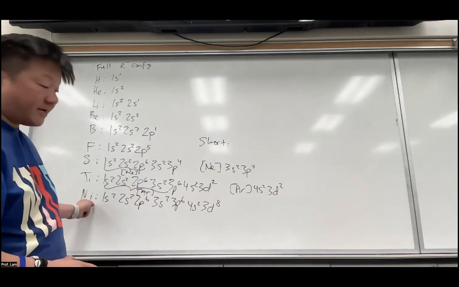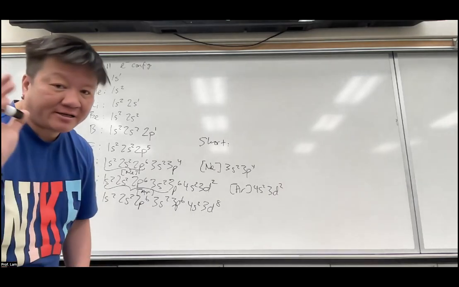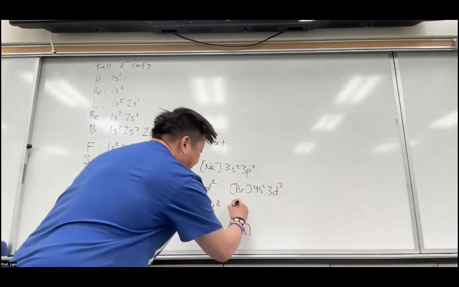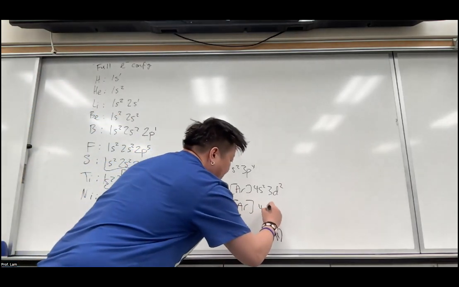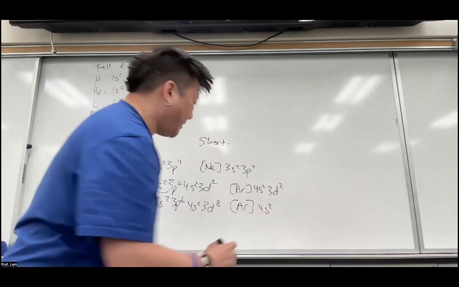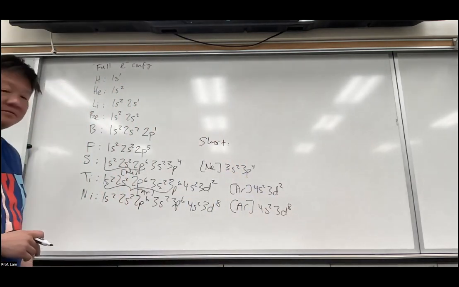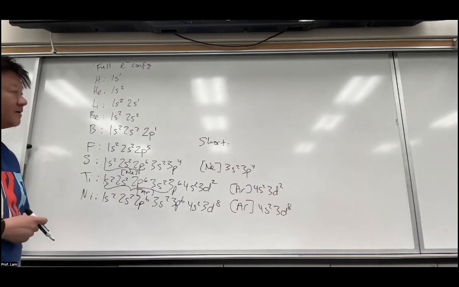Okay, so with nickel, let's just do it short right away, right? Nickel, walk back. Again, it's brackets argon, and then keep going. 4s2, 3d8. Okay. Alrighty.